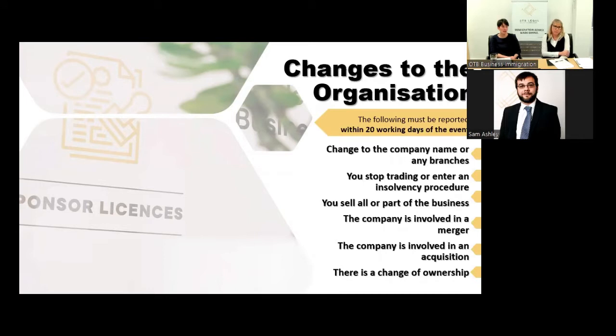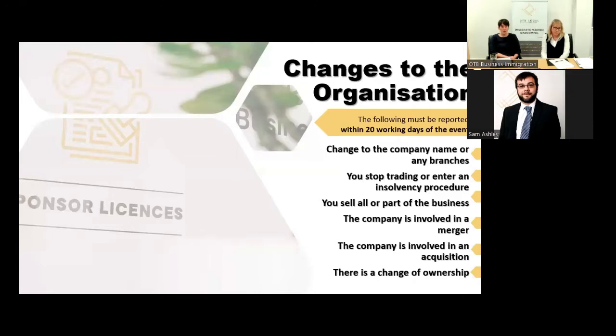So it's an option that's there, but if any of the listed branches or the company name change, that needs to be reported within 20 working days. You'll also need to report if you either cease trading or enter any kind of bankruptcy or insolvency procedure.